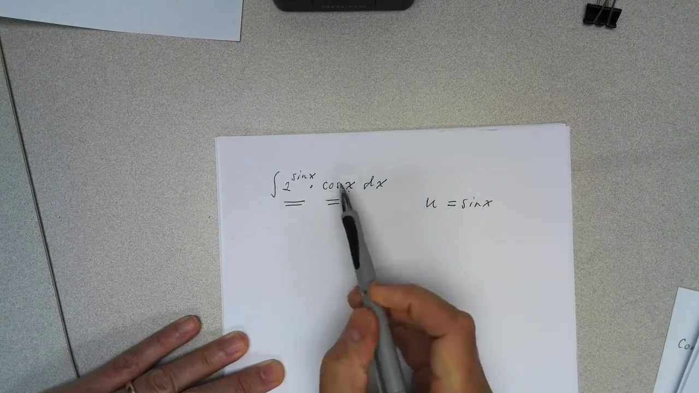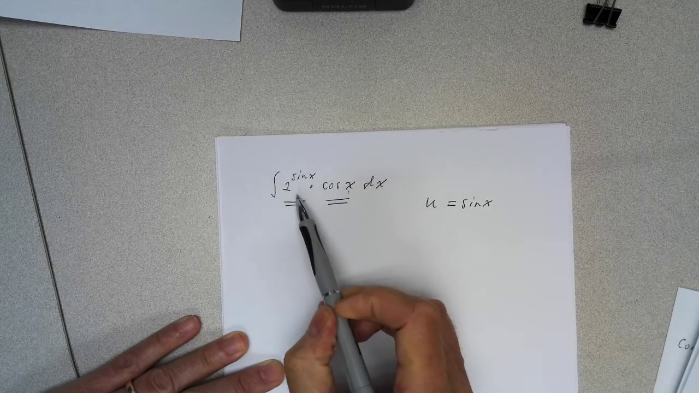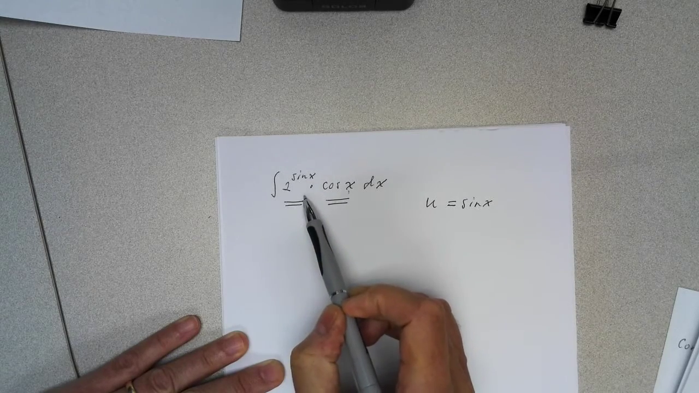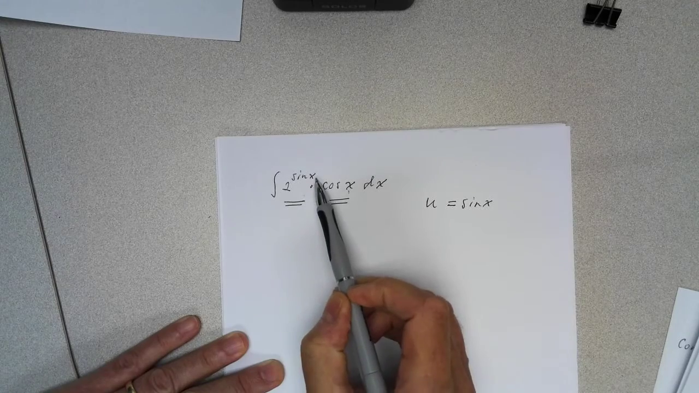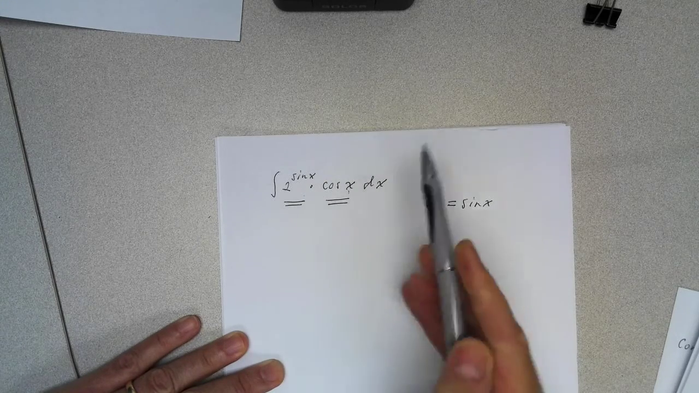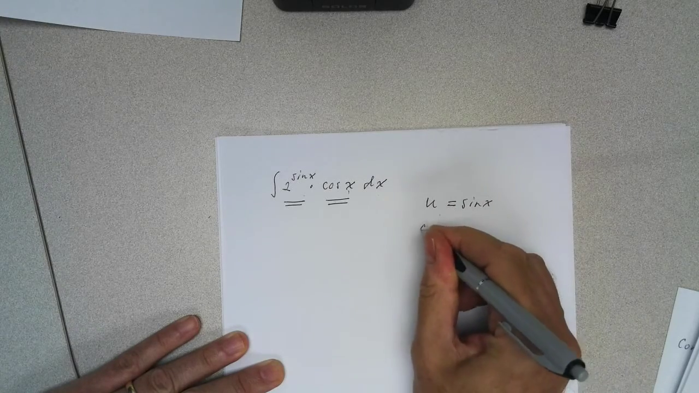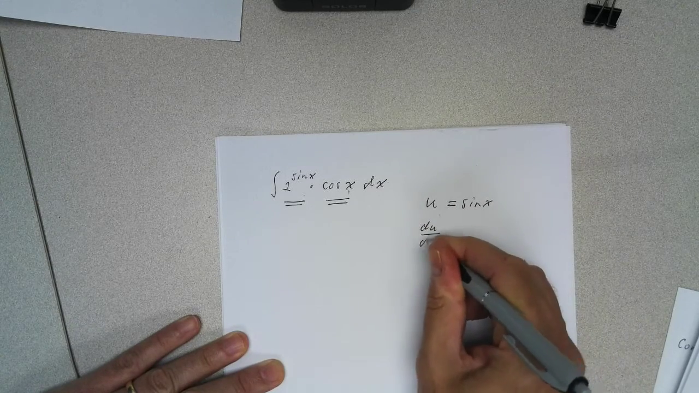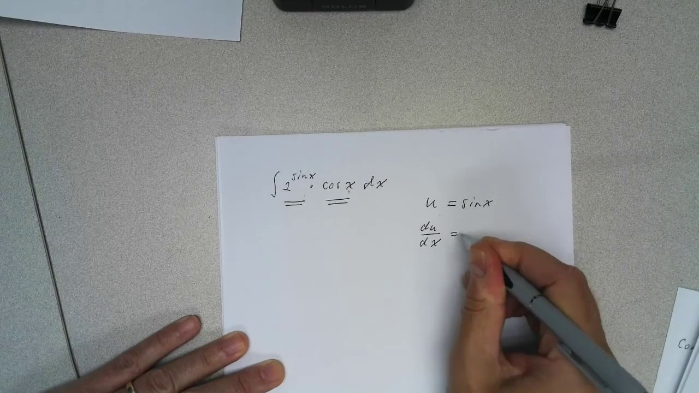So let me say that again. We see an expression appearing in the first product term. We see an expression, that's what u is. Its derivative appears elsewhere. So the derivative of u is the cosine of x.